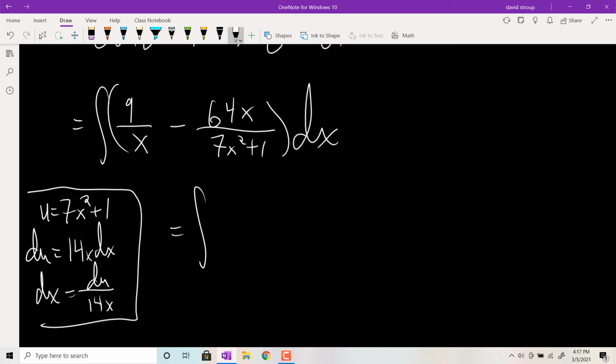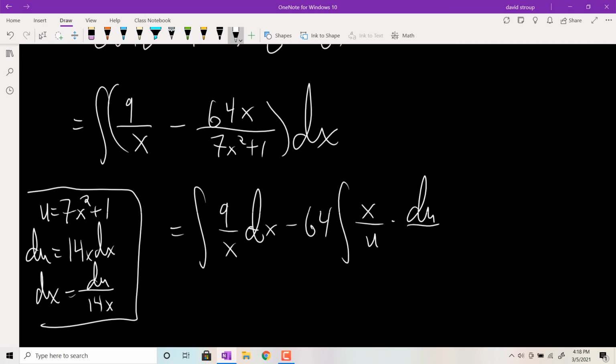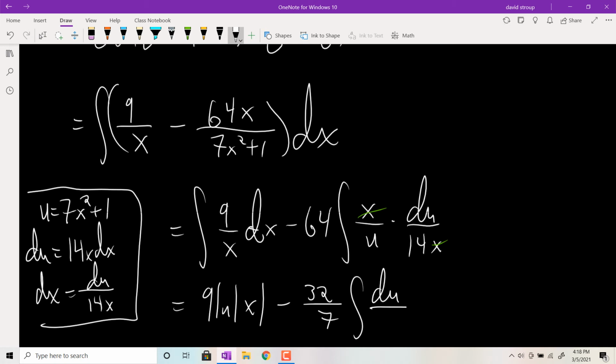Okay. So I get the integral of 9 over x dx minus 64 times the integral of x over u times du, where dx is now du over 14x. So a little bit of cancellation there. We can bring out the 14. So I'm going to end up with 9 ln absolute value of x minus 64 over 14, which is the same as 32 over 7. And then you have the integral of du over u, which is another natural log.